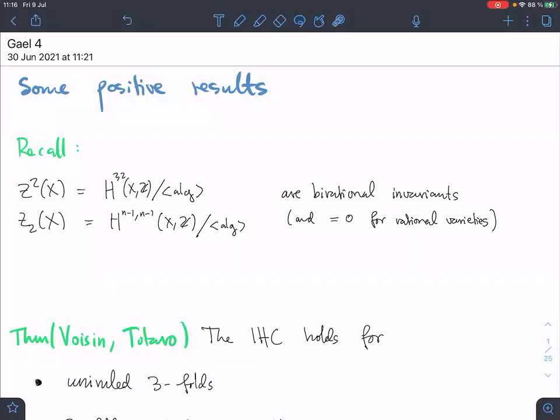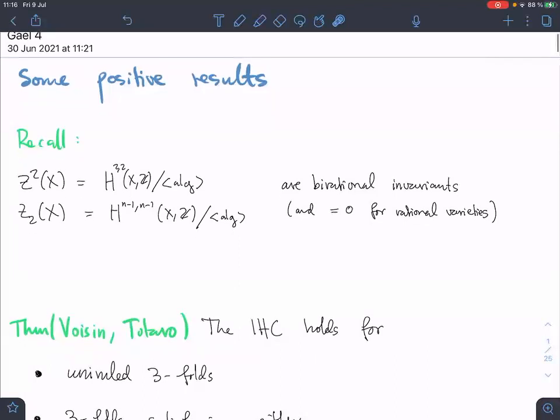Yeah, so this will be the last talk of this lecture series, and here I'll try to focus on the more positive results, and in particular, I'll try to give a second proof of this integral Hodge conjecture for cubic fourfolds that was featured in Emanuela's talks.